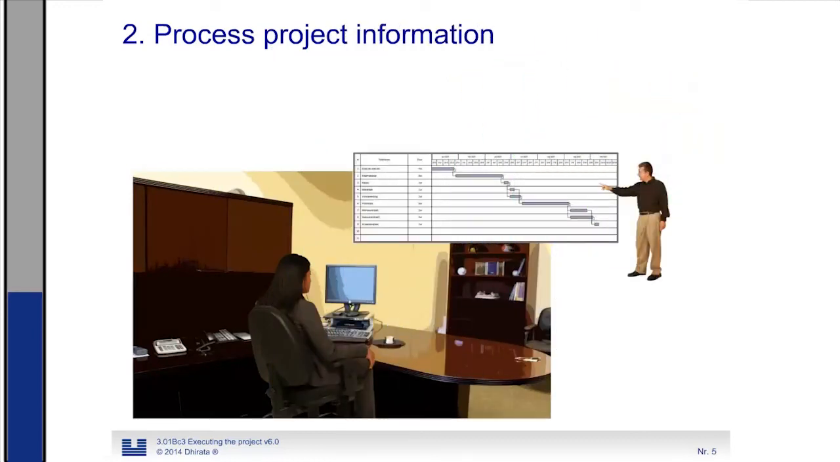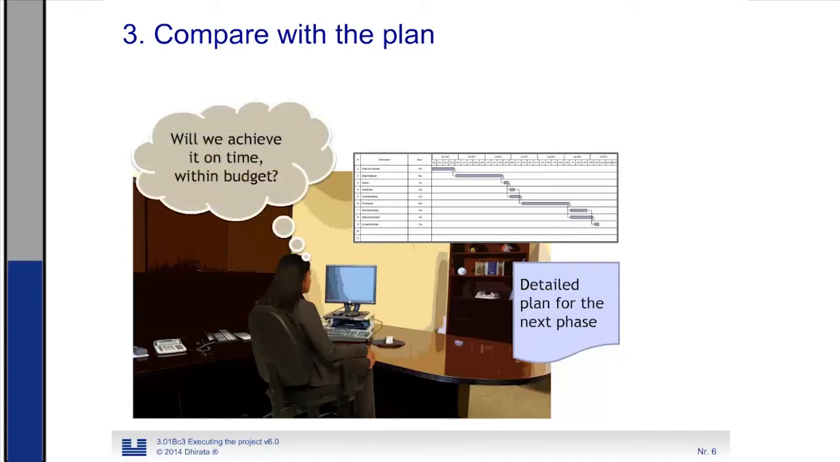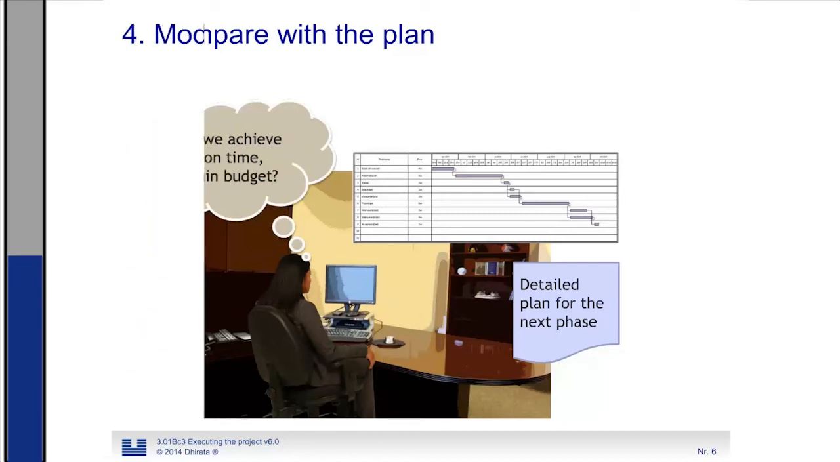The project manager needs to study and to process all the different types of information that he receives about the progress of the project. This is compared with the phase plan. And the basic question there, when studying this information and comparing it, is: will we achieve the project on time and of course within budget?